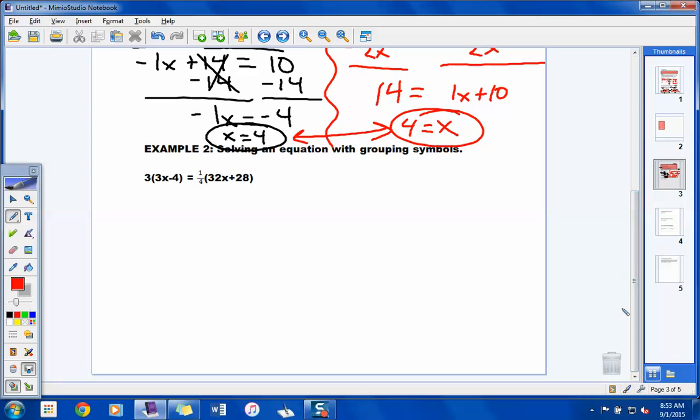So let's try an example here in 2 where we're looking at solving an equation with grouping symbols. Same thing, same exact thing. Follow your rules. How about a volunteer to start me on this? Volunteer to start me? Go, Kaylee.